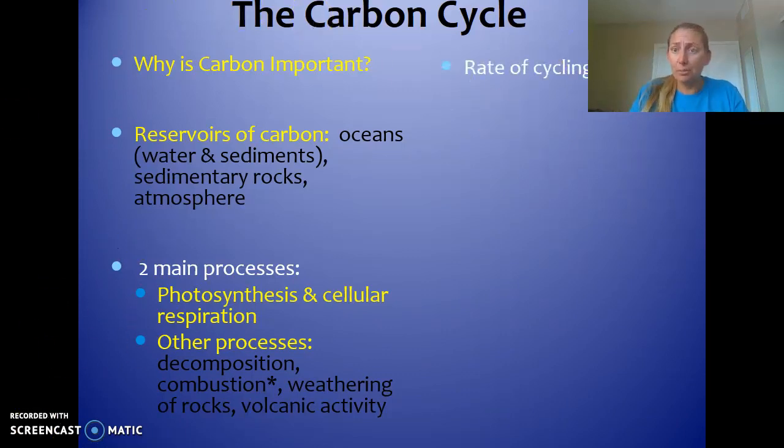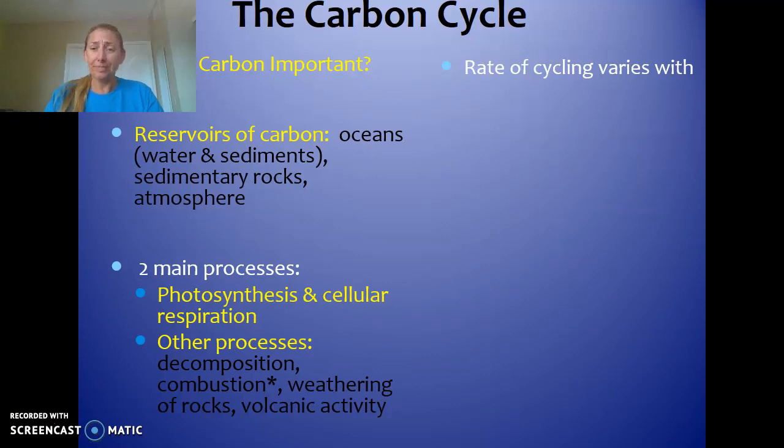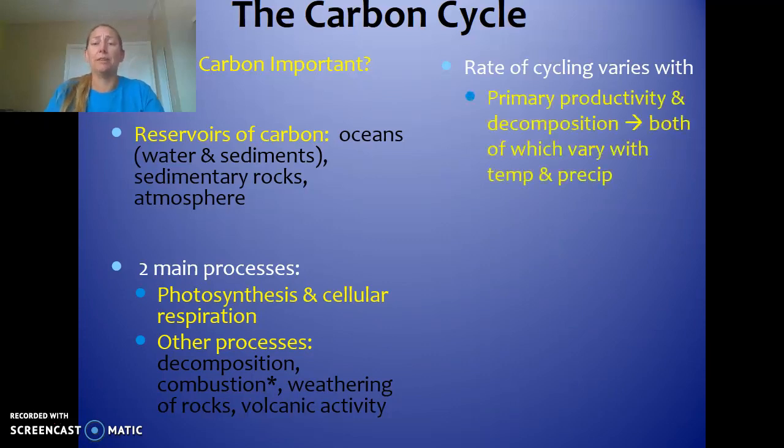So as carbon is moving through the cycle, it is going to be affected by the amount of primary productivity, so the amount of plants that are there, and the amount of plants is going to be affected by the amount of sunlight and the amount of rainfall, therefore affecting the photosynthetic rate, which is what primary productivity is all about, and also decomposition rates.